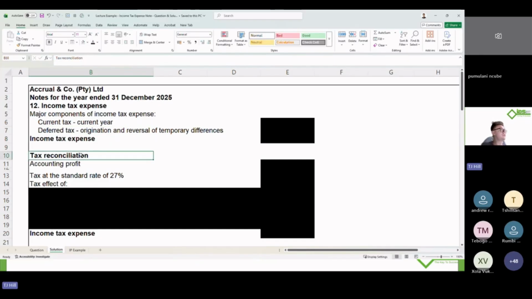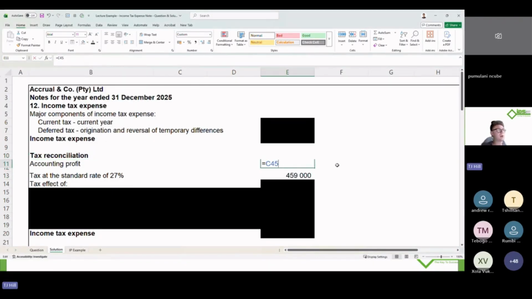Right. Then you need to include a tax reconciliation, either via a tax rate or in rand values. Why do you need to do that? It is because your user is going to do the following thing. They are going to take the profit before tax, which is your accounting profit, and they're going to multiply it by 27%. And they will then expect that your income tax expense in your statement of profit or loss and other comprehensive income should be this amount. That's what they think it will be, but it won't always be. You need to make an adjustment.